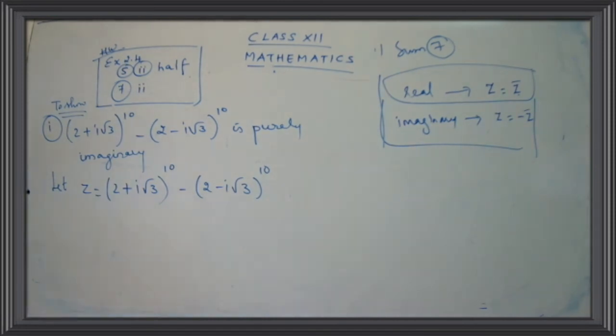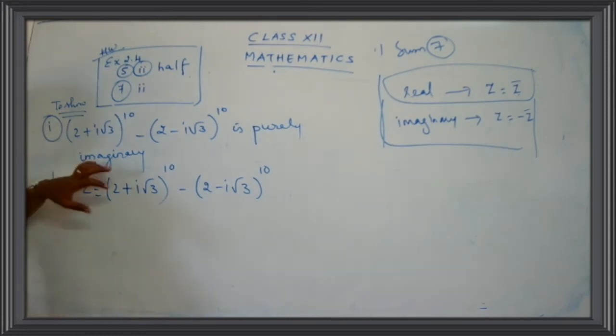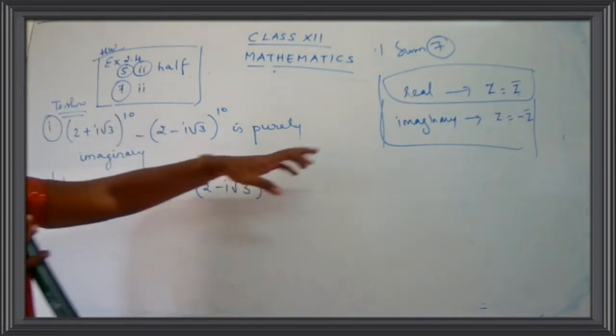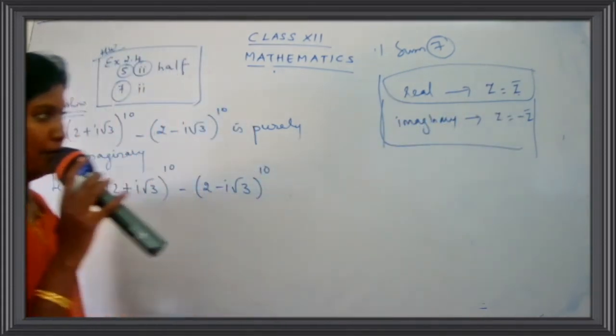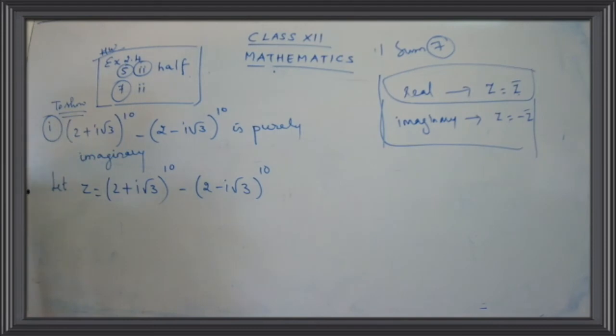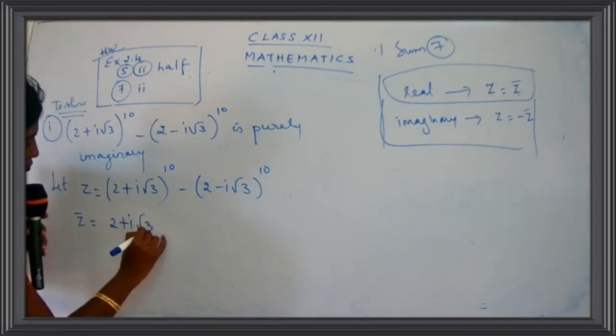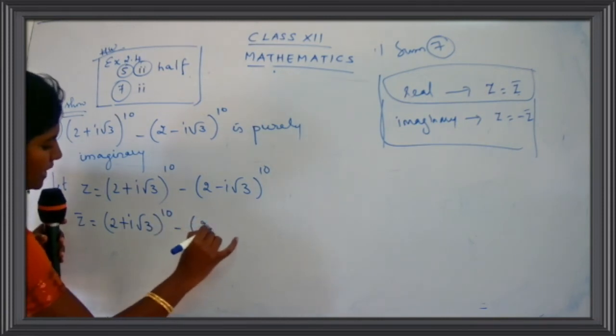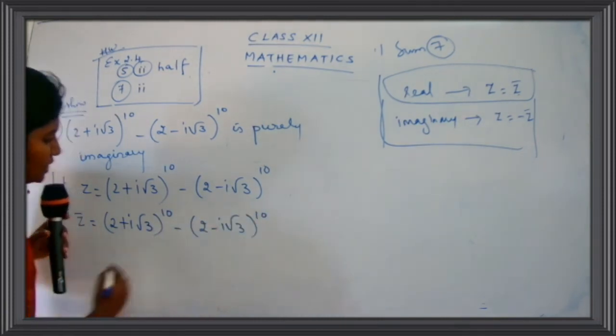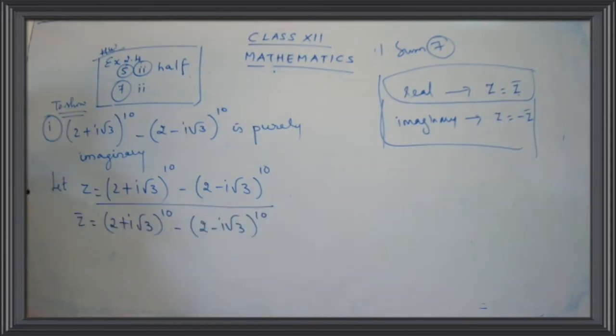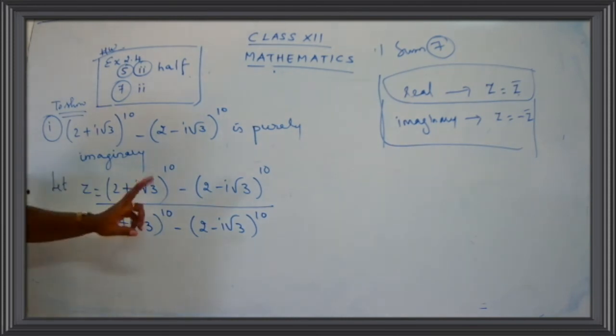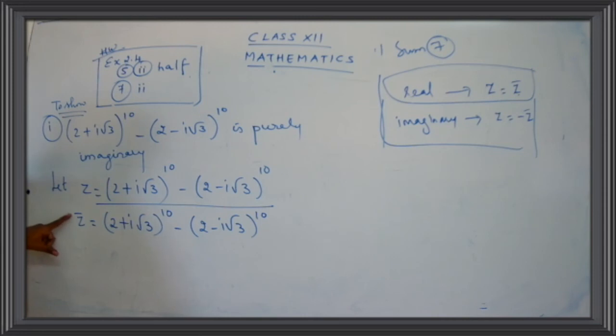Now, see children, I have told you when we have to prove whether it is imaginary or real, we need a z bar, okay? So what we are going to do here is put a bar. So z bar is equal to the bar of (2 plus i root 3) the whole raised to 10 minus (2 minus i root 3) the whole raised to 10, with the bar over all of it. Simple. I hope the first step is clear. Second step, what are we doing? We are just putting a bar over z. Clear, children? I hope you are clear with the second step.